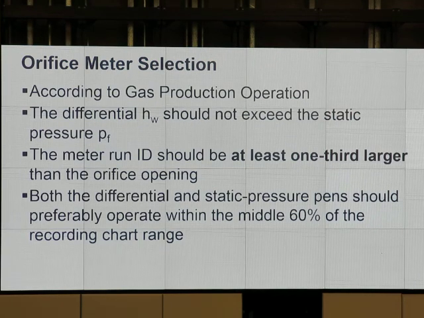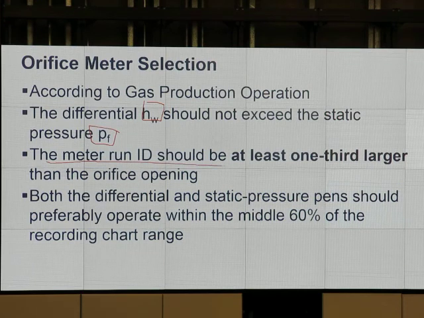Selection: how do we select it? We need to know the gas flow rate, the pressure, the temperature, and the elevation. Based on that, we have the Reynolds number factor and compressibility factor. We need to know if it's a flange tap, pipe tap, and all those things. The differential h sub w should not exceed the static pressure P sub F. That's the question that you asked. The differential pressure should be a lot smaller than P sub F for accuracy.